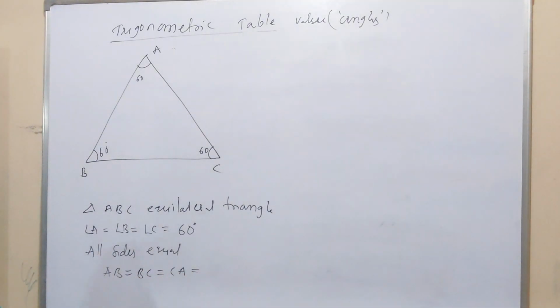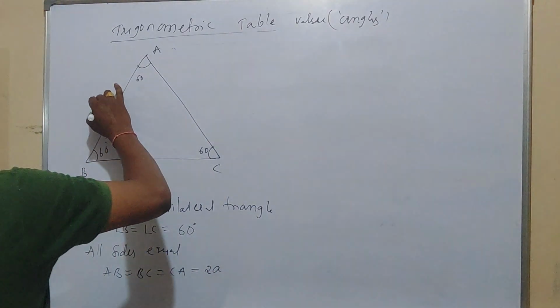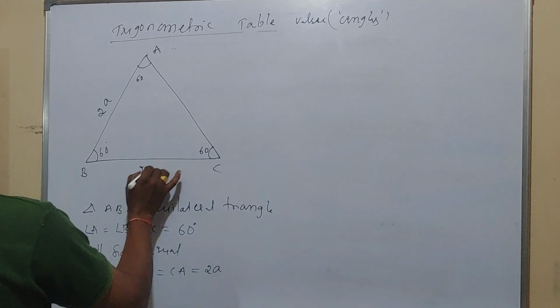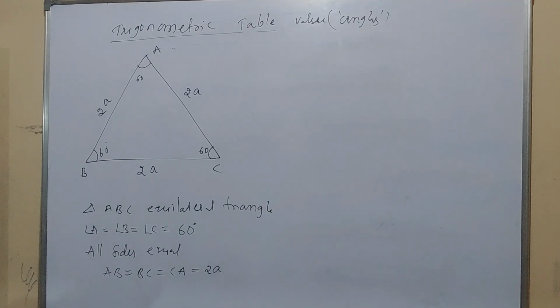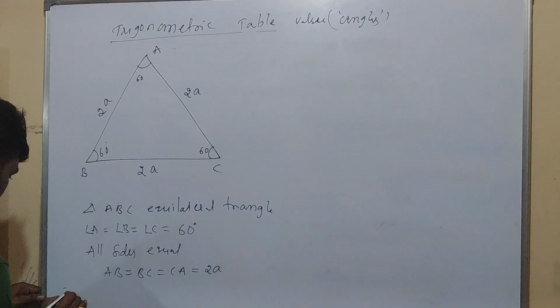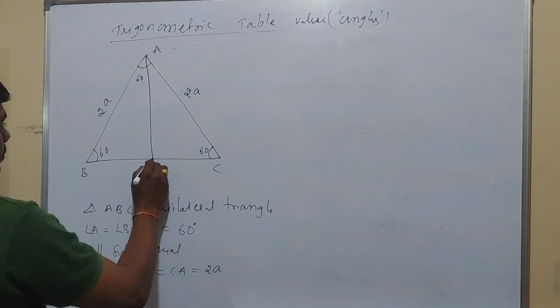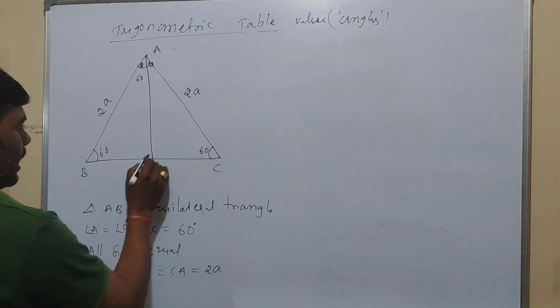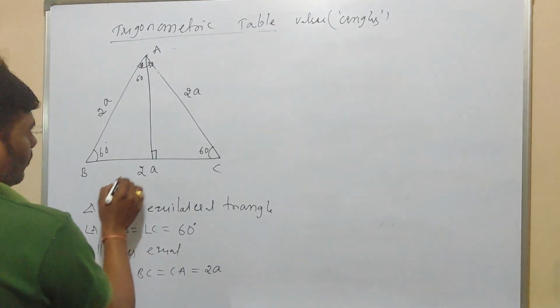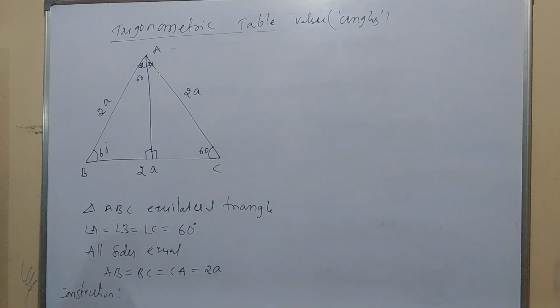Consider all sides are equal. That value I am taking as 2A. This side is 2A, this side is 2A, this side is 2A. Now consider construction. Drawing a perpendicular line here. Perpendicular means this angle is 30 and 30, and here 90 degrees. This line is bisecting the BC line.